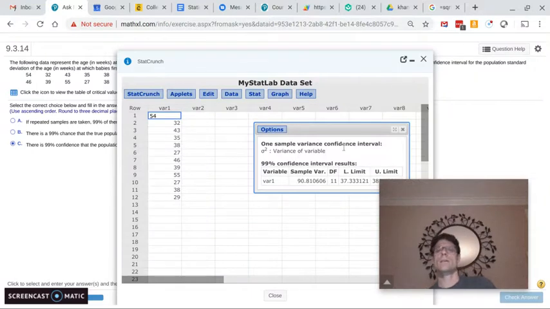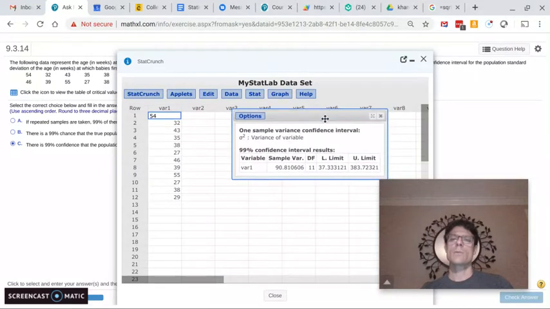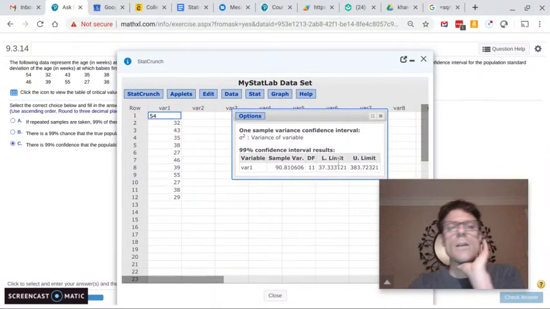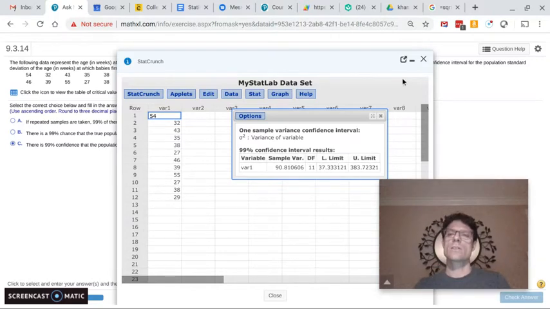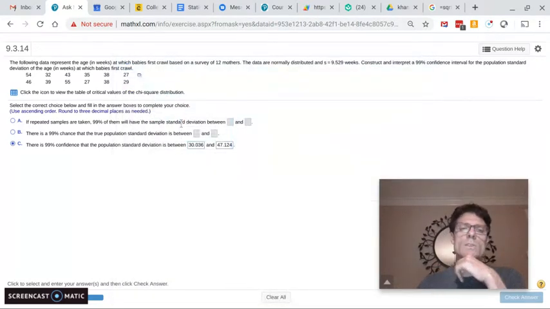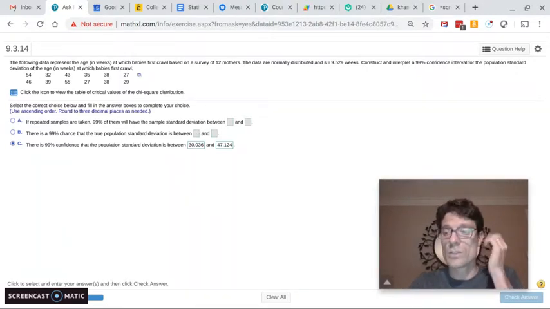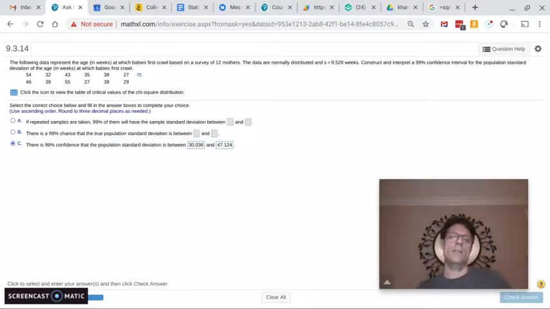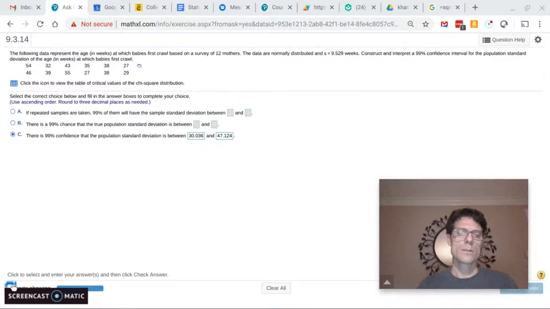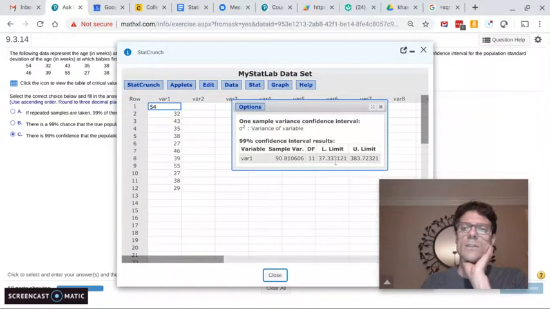It gives me the lower limit and the upper limit of the variance. The thing you have to be careful about is that in the answer, it actually wants the standard deviation. The relationship between the standard deviation and the variance is just that one is the square root of the other. So all I have to do is take the two answers I got and square root them.